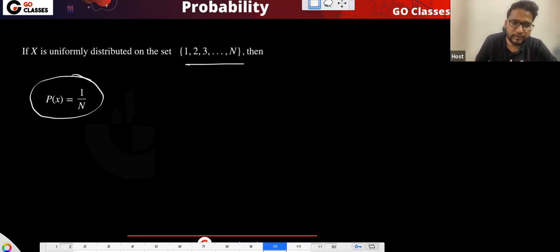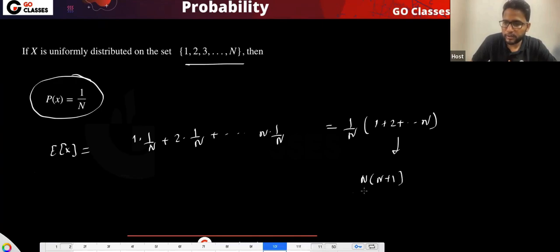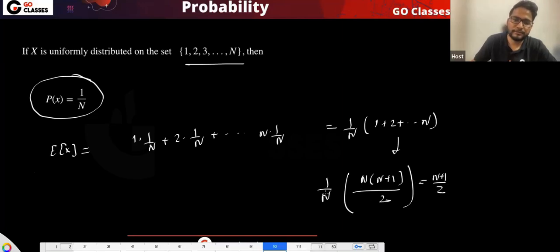So expectation will be, I think it is easy to calculate. It is 1 into 1 by n plus 2 into 1 by n, like this, plus dot dot dot n into 1 by n. So from here you can calculate. I think 1 by n is common. It is 1 plus 2 till n, and this summation is n into n plus 1 by 2, and then into 1 by n. So finally you are getting n plus 1 by 2 as expectation.